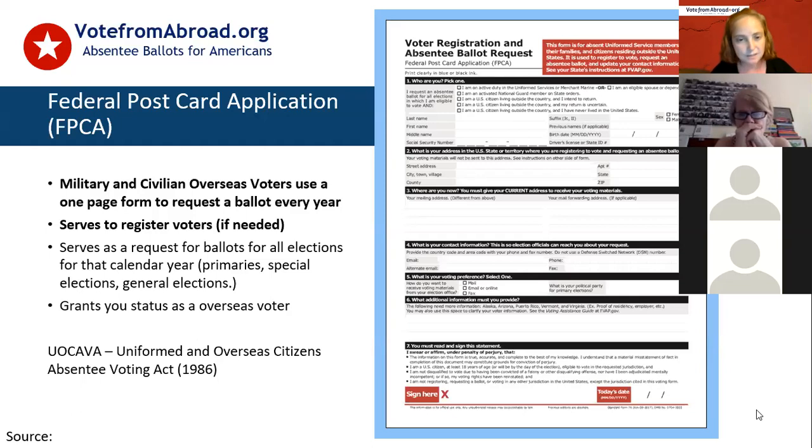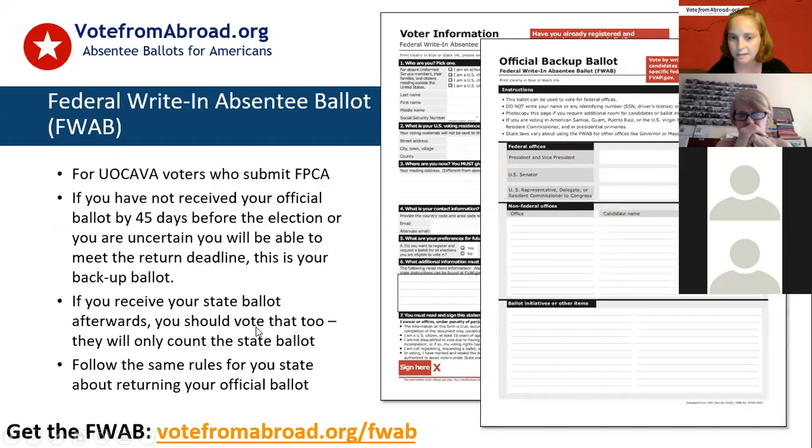Each state is different, and here's the magic. Yes, thank you, Kimberly. The magic URL: votefromabroad.org/states, and then your two-character state abbreviation, gives you a summary of what the deadlines are for your state and the rules. That is very valuable, and that's usually where I go when anyone asks me, what about my state?